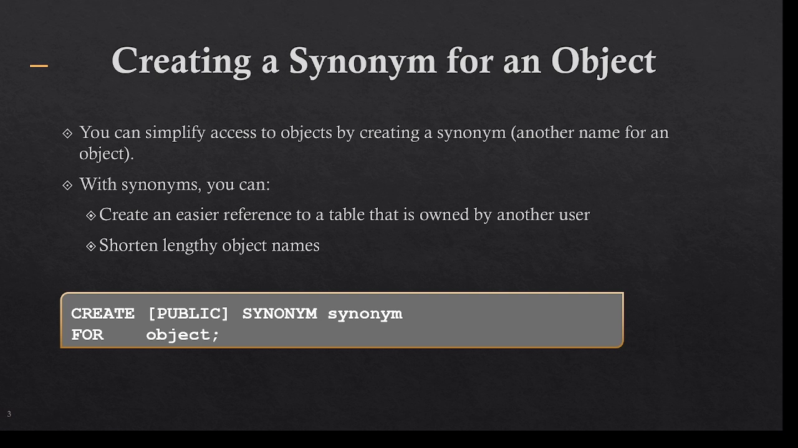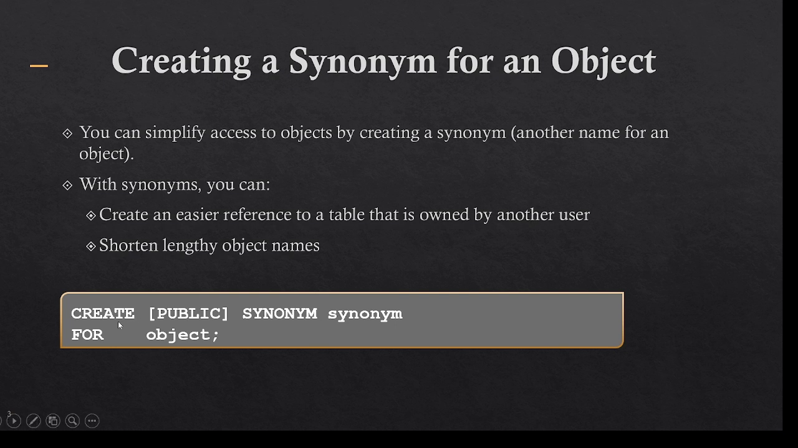Now, let's see how to create a synonym for an object. To refer to a table that is owned by another user, you need to prefix the table name with the name of the user who created it, followed by a period. Creating a synonym eliminates the need to qualify the object name with the schema and provides you with an alternative name for a table, view, sequence, procedure, or any other object. This method can be especially useful with lengthy object names such as views.